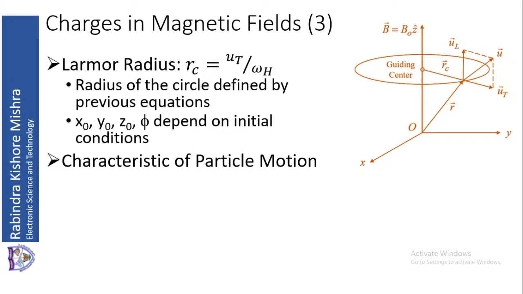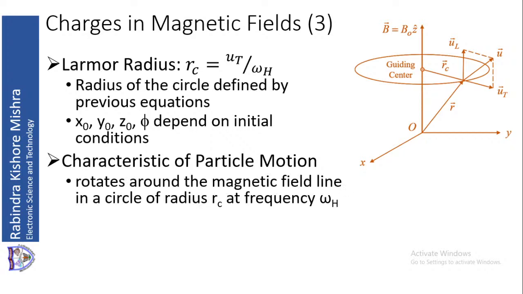Then what happens is the particle starts moving because of the application of the field. The particle will move along the z direction, which means the circle will move along the z direction and the center will move along the z axis, right? So the particle, when it is moving in the magnetic field, will rotate around the magnetic field line in a circle which is called the Larmor circle of radius rc with a frequency omega h. That is one characteristic.